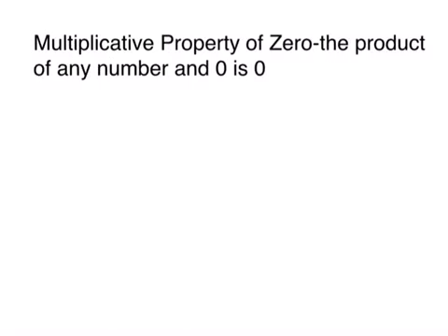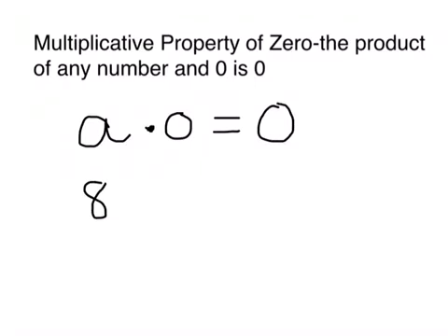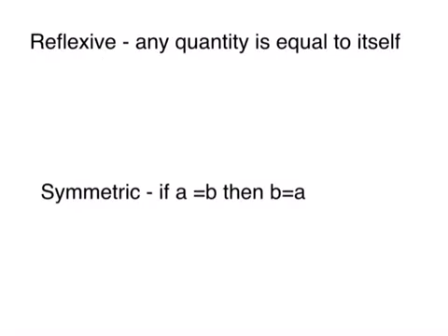The next property, the multiplicative property of 0, is anytime we multiply a number by 0, we'll get an answer of 0. So a times 0 will give us an answer of 0. Or 8 times 0 will give us 0. The next property is the reflexive property, stating that any quantity is equal to itself. So a will always be equal to a.